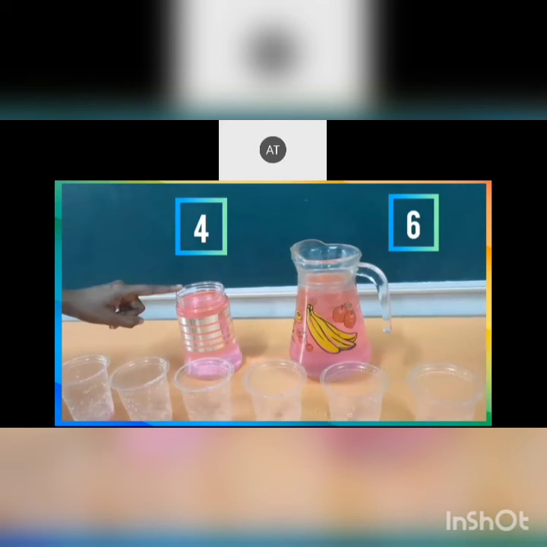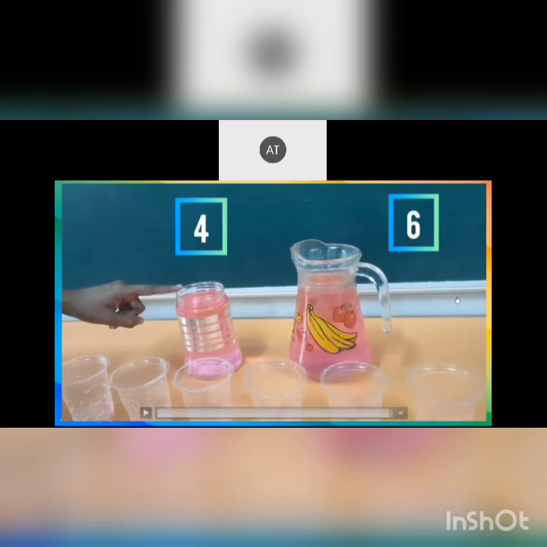To which jar should we keep the juice? The second jar. The second jar is big. I am getting answers in the chat box. Very good. How did we know which jar is bigger? The jar that holds 6 glasses of juice is the bigger one, isn't it?